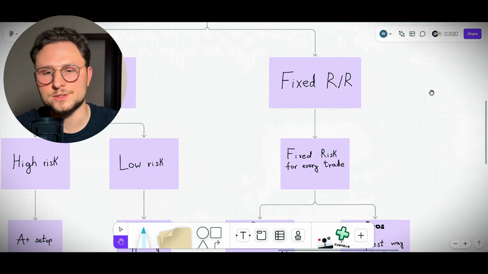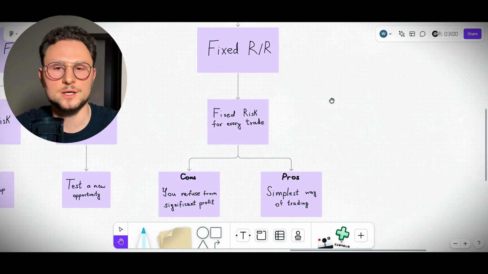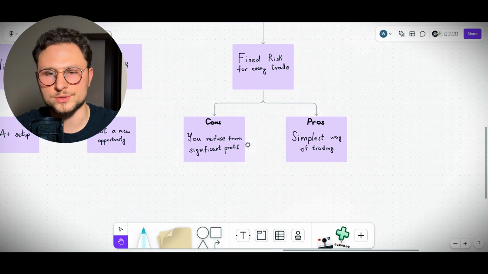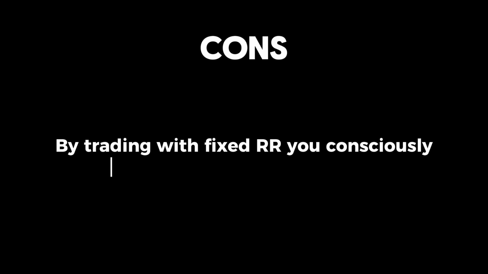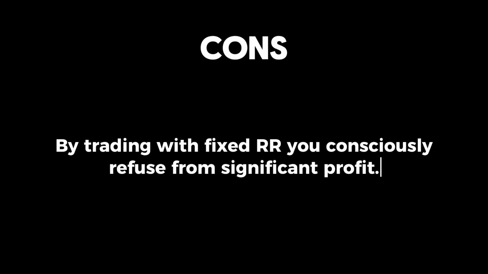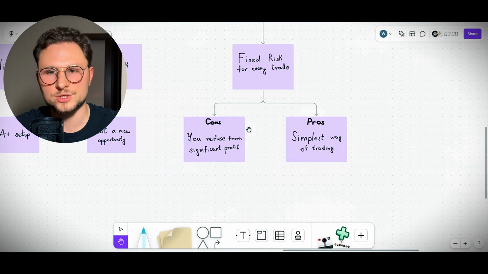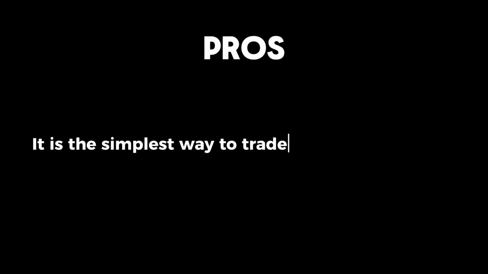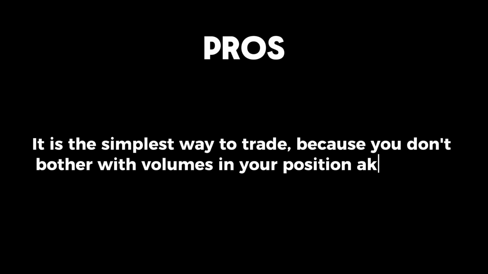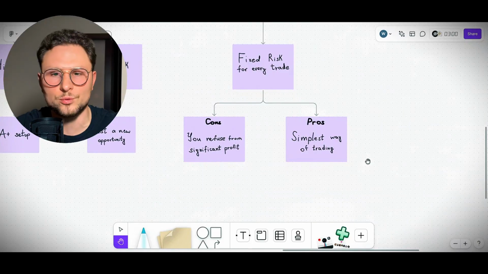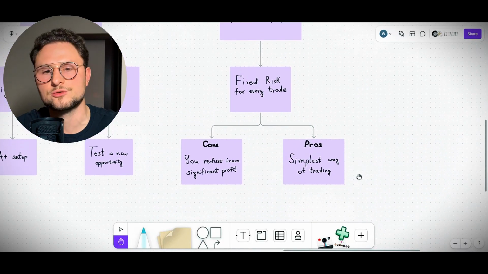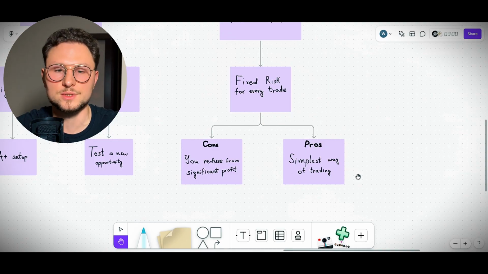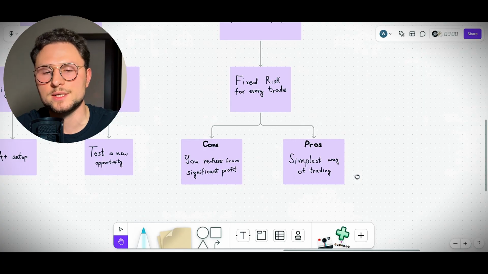The last one is fixed RR. As you can already assume, here we use fixed RR for every trade, but it has cons and pros. Cons: by trading with fixed RR, you consciously refuse significant profit because you might miss big potential of trades by closing your trades too early. Pros: it is the simplest way to trade because you don't bother with volume in your position, aka lot size. You just work with a fixed risk, and it is much easier to correct your strategies through the statistics due to reducing changing parameters. In our case, it's RR.